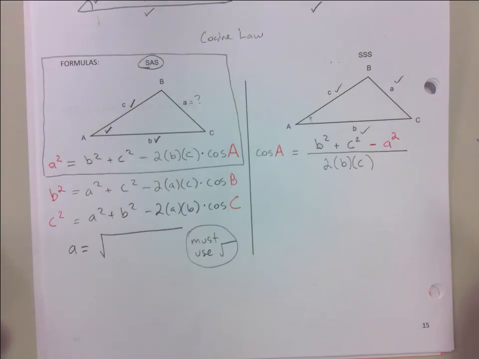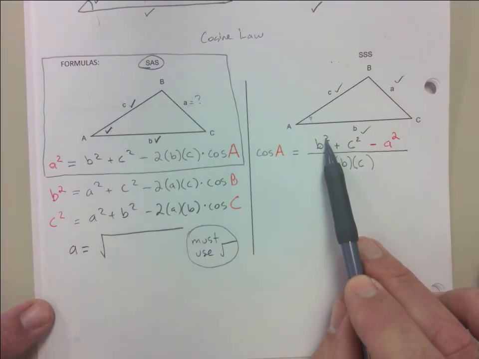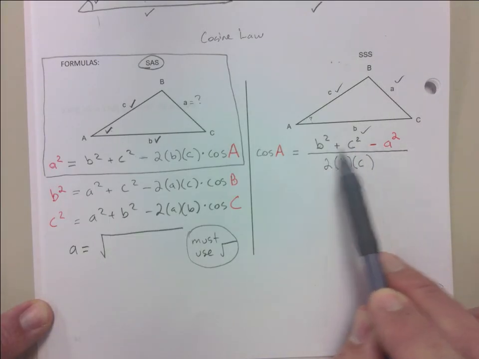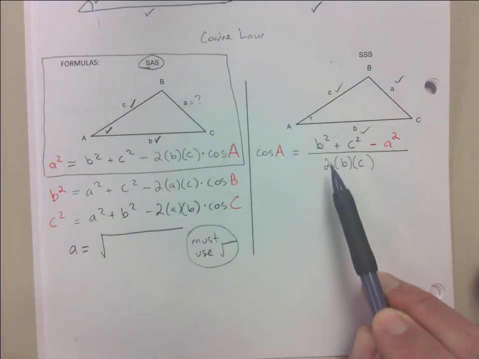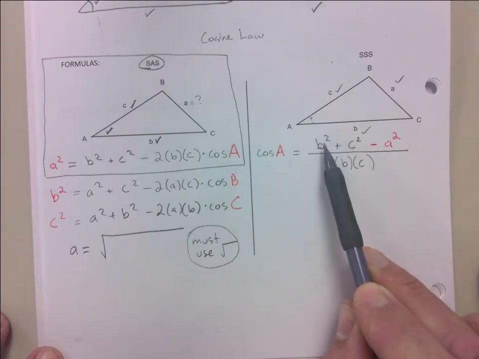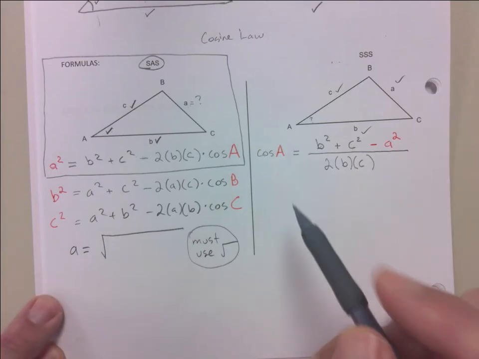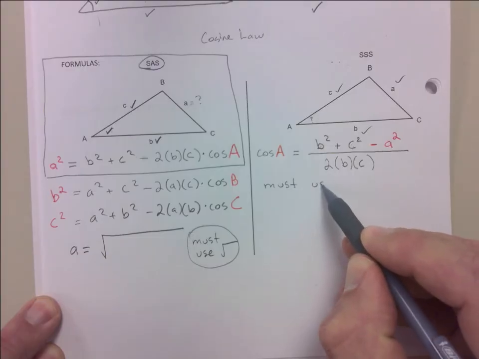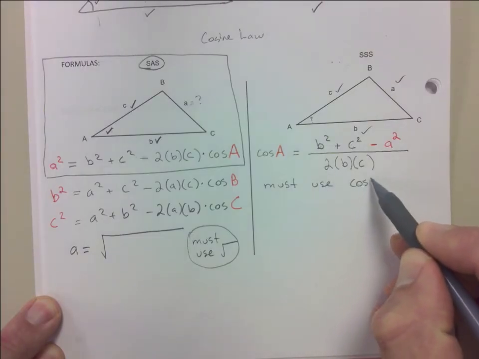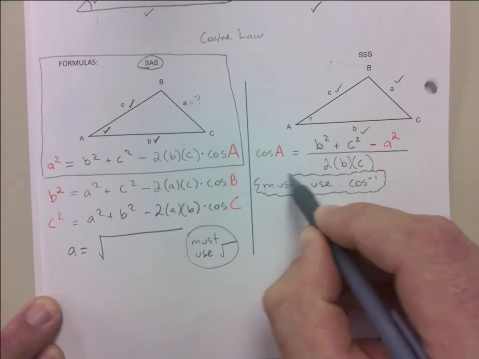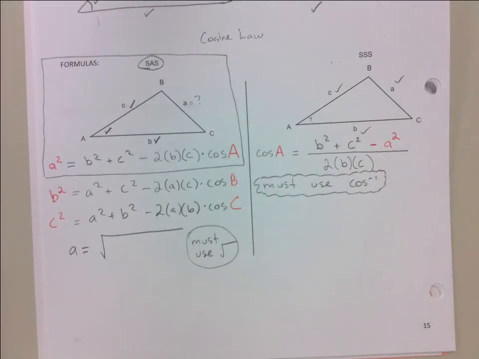And make sure right now you look up one more time and know that it's b squared plus c squared minus a squared. There's no multiplication at the top. It's adding then subtracting. And in the denominator, it's 2 times b times c. These 2 sides show up again. Must use cosine inverse. At some point you're going to have to use the inverse to solve. Okay.